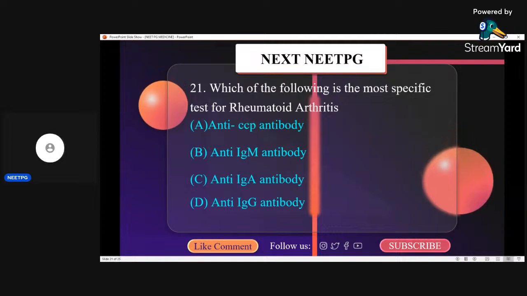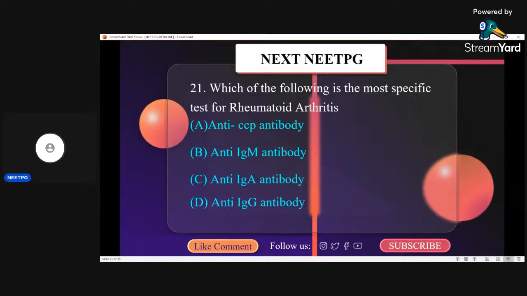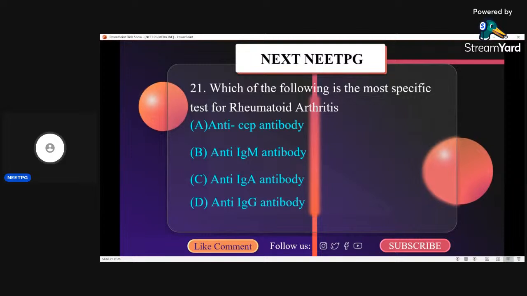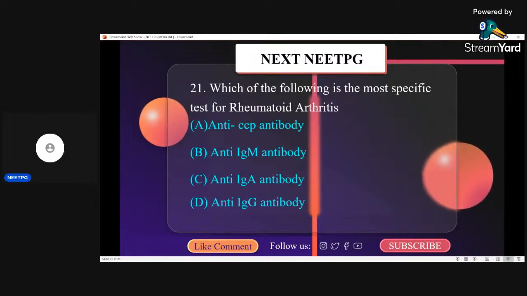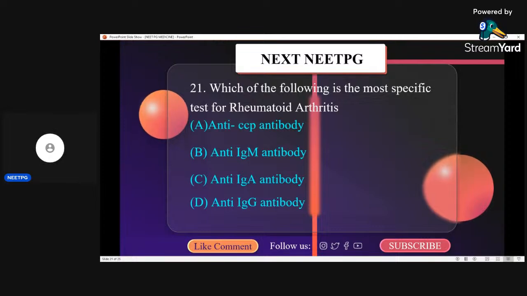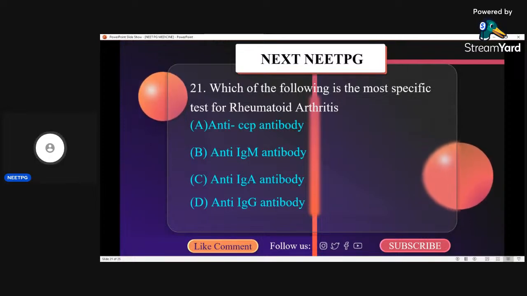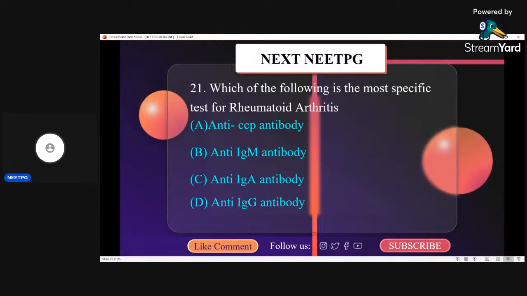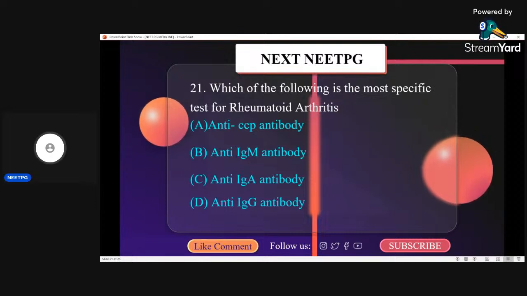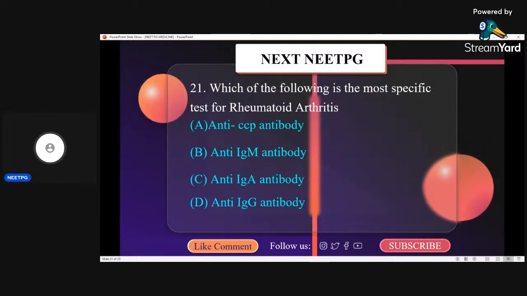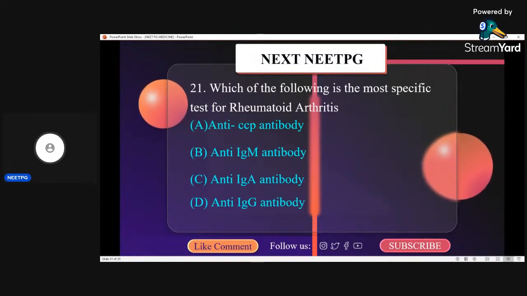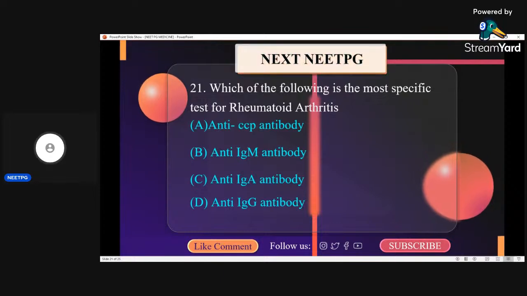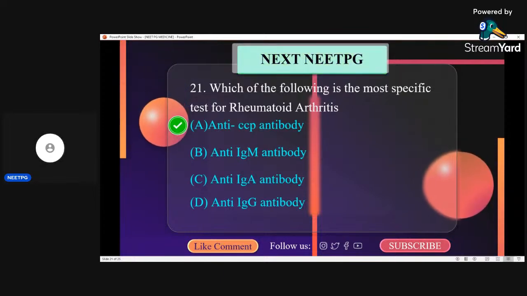Anti-cyclic citrullinated peptide, anti-CCP antibody testing is useful in the diagnosis of rheumatoid arthritis with high specificity. It is present early in the disease process and can identify patients who are likely to have severe disease and irreversible damage. Anti-CCP antibodies have not been found at a significant frequency in other diseases to date and are more specific than rheumatoid factor for detecting rheumatoid arthritis. So the correct option here is A, anti-CCP antibody.